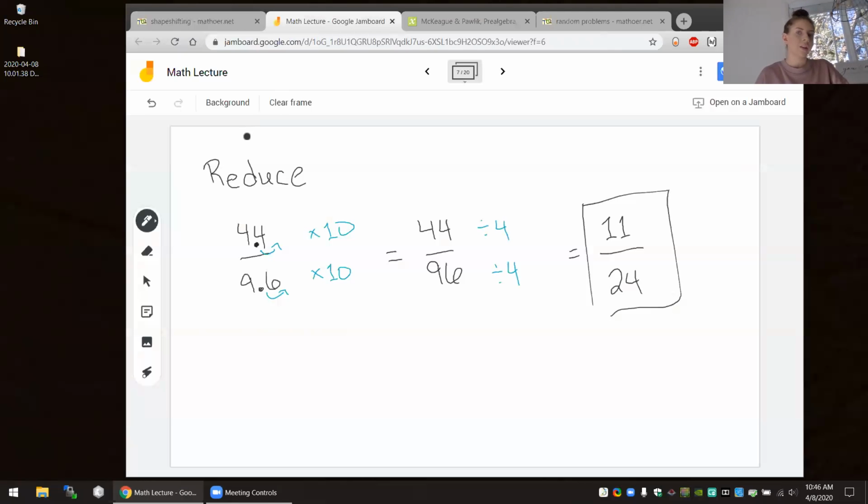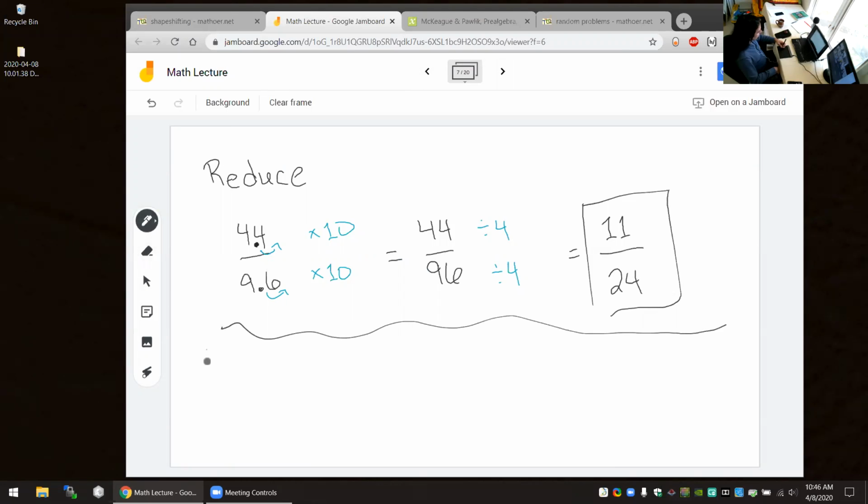Could you also go back and do the one that we just did that was 440 over 96? Yes. So if you started with 44, then when I did my scoots, 440 over 96. It still looks like I can do a divided by 4 top and bottom. Remember that rule of you only have to pay attention to the ones and tens.